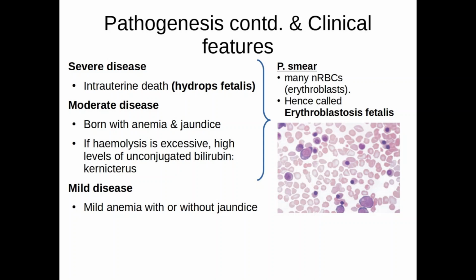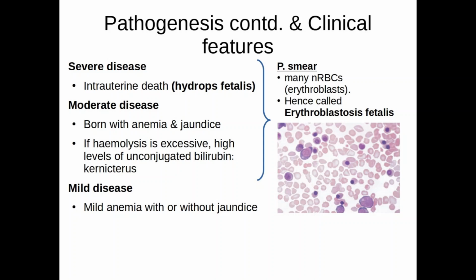In both severe and moderate disease, if you look at the peripheral smear of the fetal blood, too many nucleated RBCs will be there. Another name for nucleated RBCs is erythroblasts. That is why these two diseases together are called erythroblastosis fetalis. The third type of presentation is a mild disease, wherein the child is born with mild anemia. It may or may not have any jaundice.